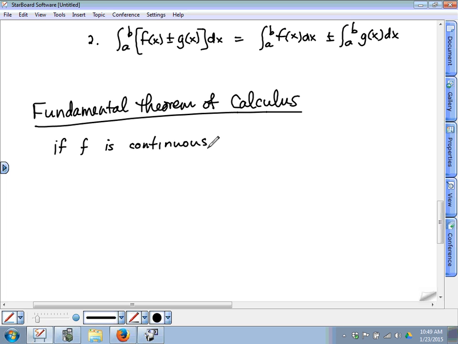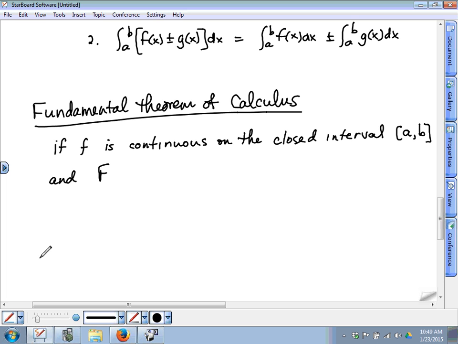If f is continuous on the closed interval a to b. Oh, by the way, to find the area under a curve between a and b, the function has to be continuous between a and b, so that you can actually find an area under a continuous function. Anyway, that's what it says here. If f is continuous on the closed interval a, b, that means we can take the integral. And you guys tell me what this means.